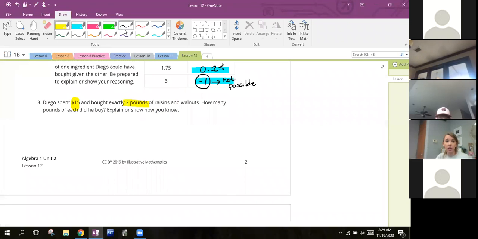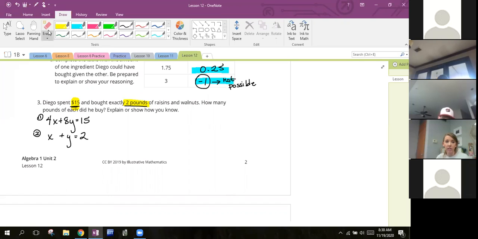So what this is doing is it's drawing our attention back to both pieces of information that this problem gave us. That $15 is talking about that 4x plus 8y equals 15 equation that we started out with. That was our first piece of information. And then that 2 pounds is bringing our attention to the fact that he bought some raisins and some walnuts, and it was 2 pounds total.